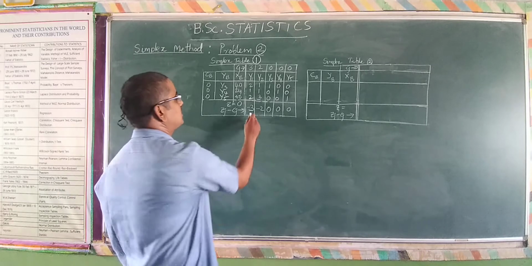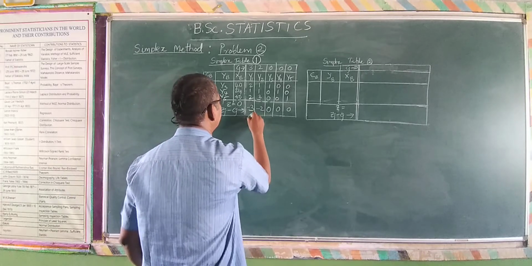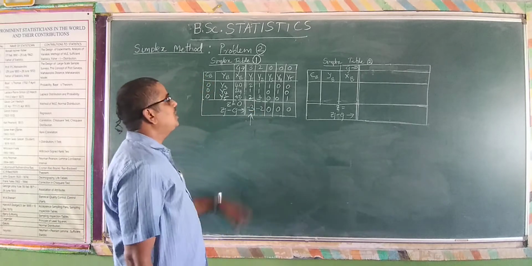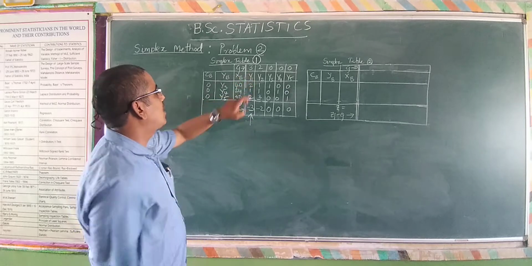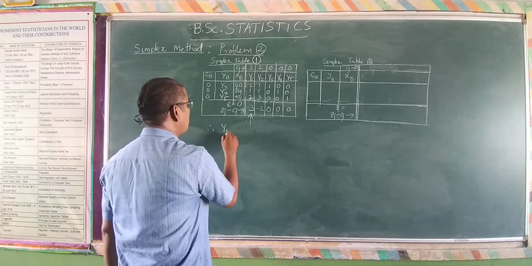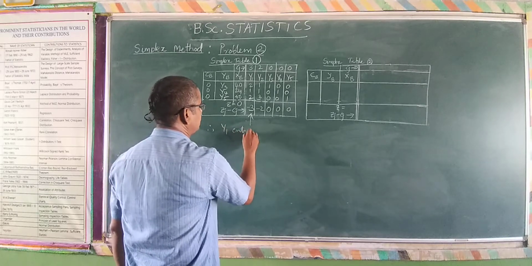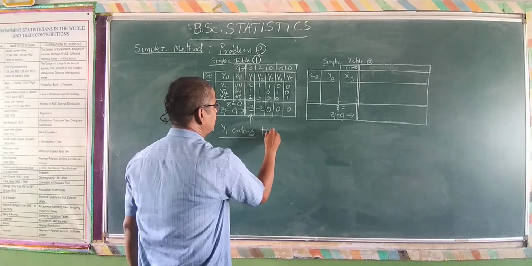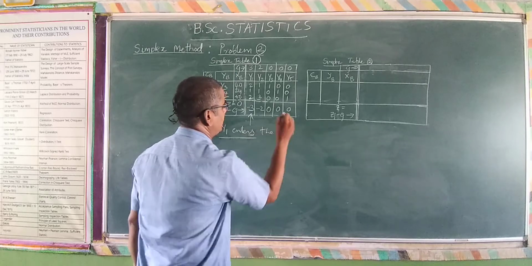What is that? Minus 3, minus 2. Most negative is minus 3. Now you see the corresponding vector, y1. Therefore, you write down immediately: y1 enters the basis. That is what you have to write.